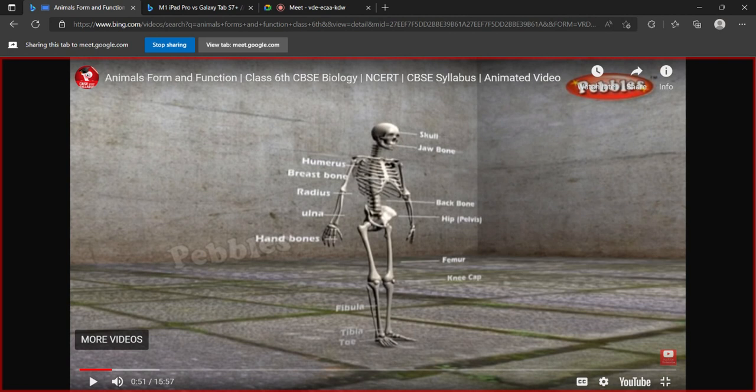Like the skull, the jawbone, the humerus. You can see it in the picture, yes or no? The humerus is the bone of the upper arm. Then we have the breastbone, the sternum, then the radius and ulna in the forearm, then the hand bones, the backbone, the hip, the femur, the kneecap, the tibia and fibula. So many bones are there.